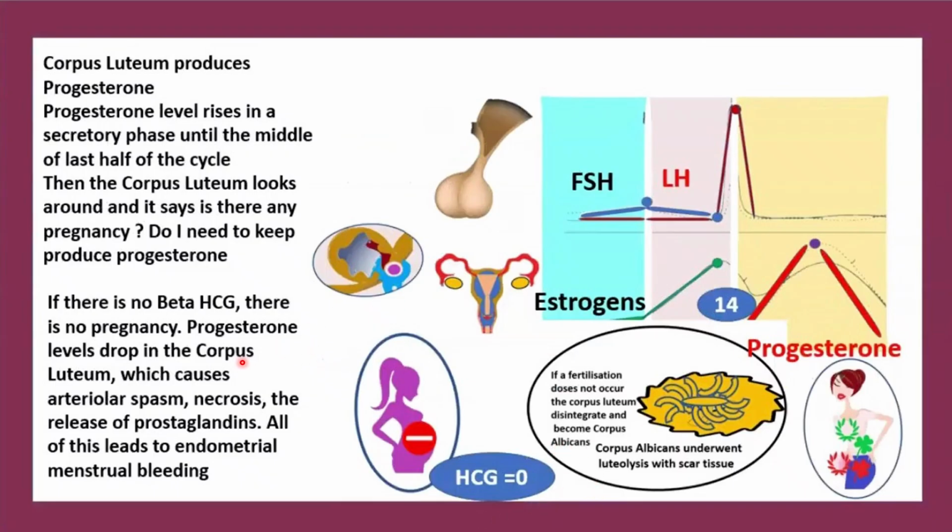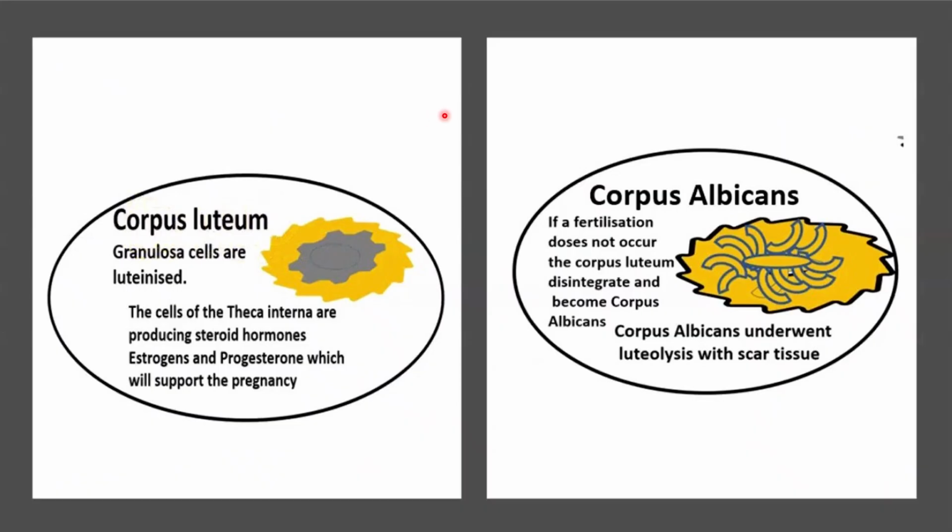Now, going back to the corpus luteum, if fertilization does not occur, it's going to disintegrate and it's going to turn into corpus albicans. Corpus albicans undergoes luteolysis with scar tissue, and we'll explain that a little bit more in depth in the next slide. So that brings us back to what is the difference between corpus luteum and corpus albicans.